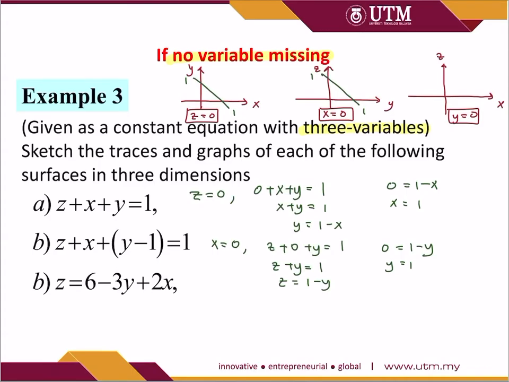The last trace is when y equal to 0. So z plus x plus 0 equal to 1, so z plus x equal to 1, z equal to 1 minus x. Again the same thing, negative slope, intercept at 1. Then substitute in the value of z, because we want to find the value on the x-axis. 0 equal to 1 minus x, x equal to 1. So this one is coincident, where the trace is, everything is equal here.